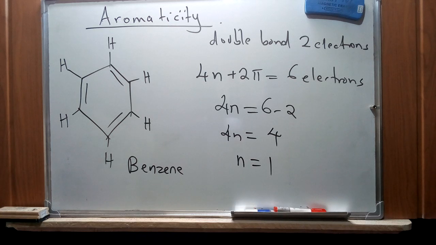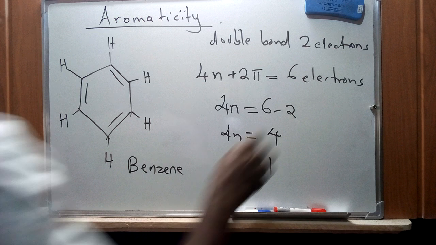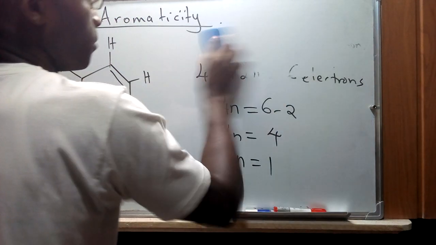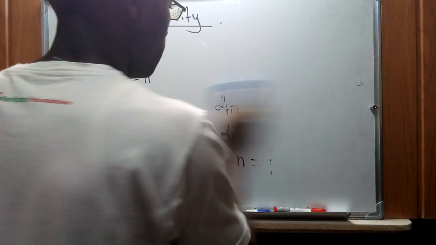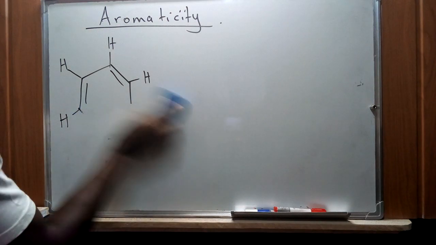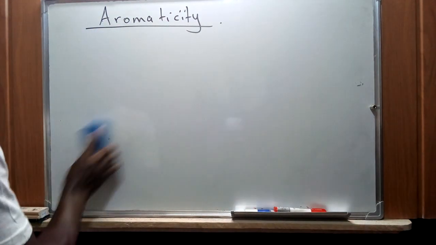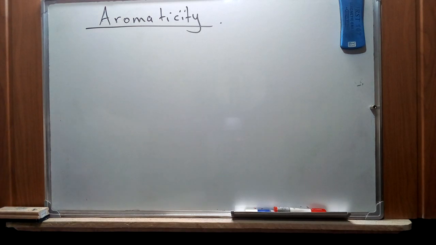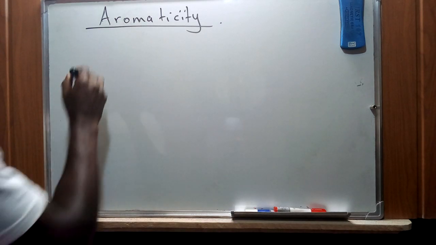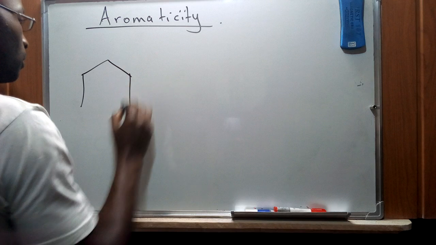So let's try to look at another example. I said that an aromatic compound from the definition is a compound that is like benzene and a similar ring system. Now we're going to see a similar ring system that is compounded with another one, and try to see whether it is aromatic or not.